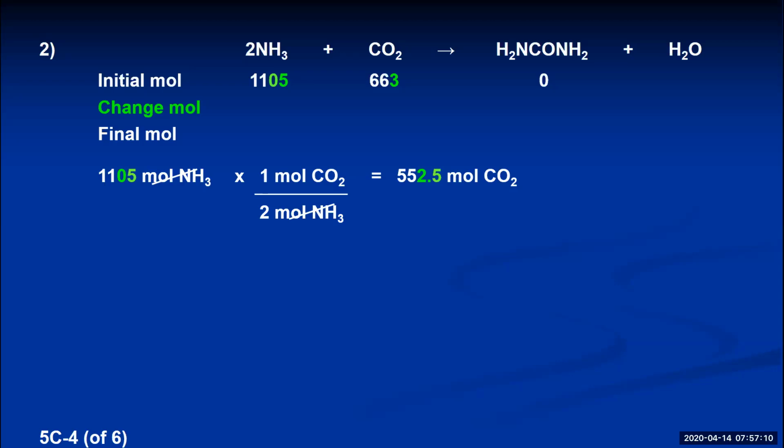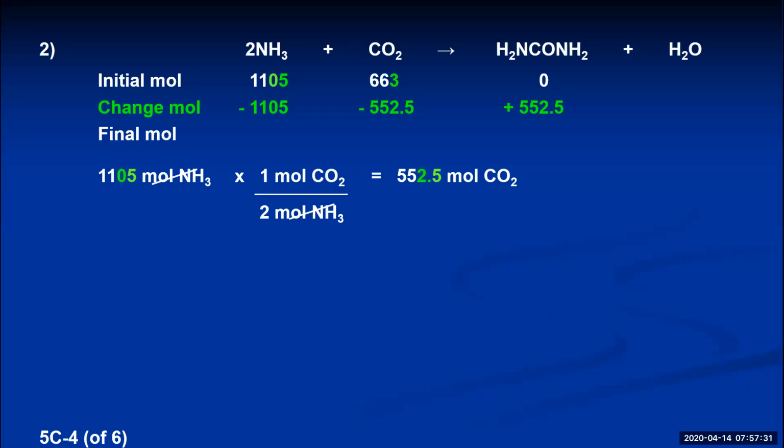I've selected the correct limiting reactant, and that means all 1,105 moles of ammonia will react away, and it'll react with 552.5 moles of carbon dioxide. And because the carbon dioxide and the urea are in a 1-to-1 ratio, I will form 552.5 moles of urea.